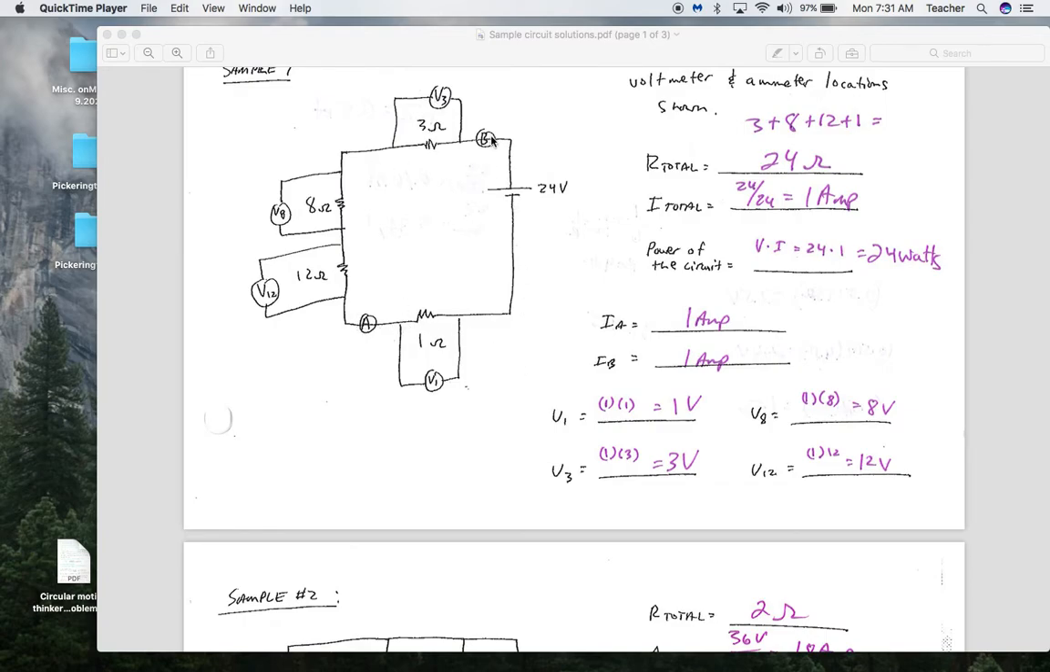So I've drawn letter A and letter B showing two locations where we could find the current, where we would put an ammeter, which measures current, into the circuit. And both those would be 1 amp, no additional calculations.